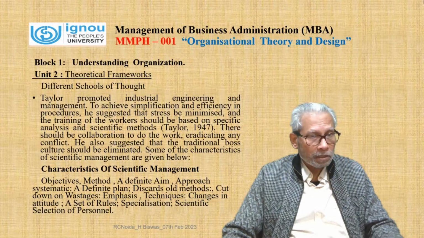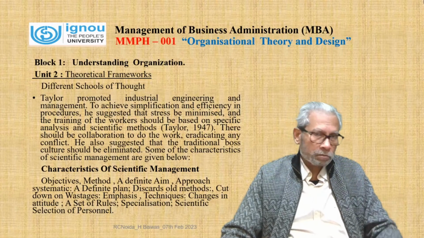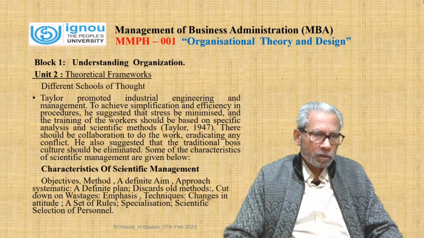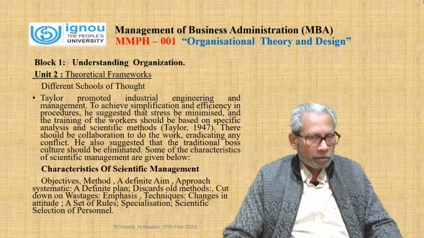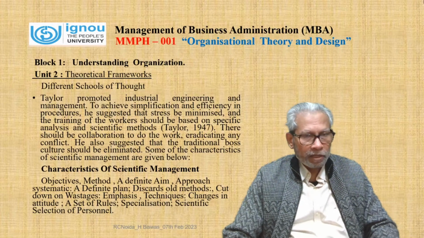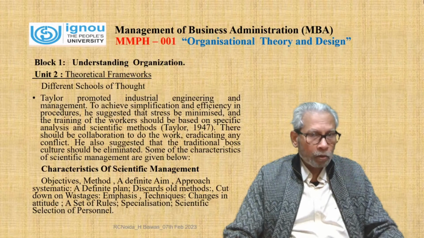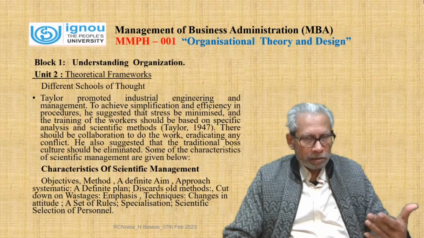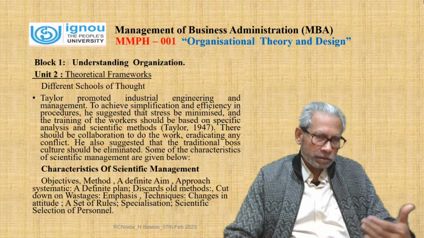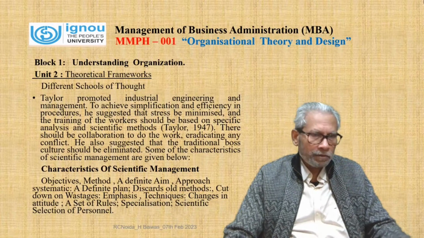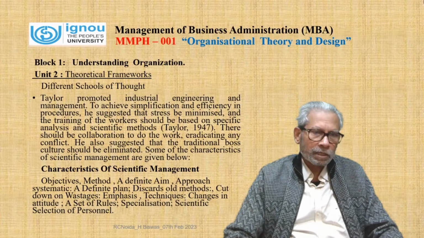So some of the characteristics of scientific management are also given below. He suggested a lot of things. The characteristics of scientific management: objective, method, defined aim, systematic approach, defined plan, discarding old methods, cutting down on wastage, emphasizing techniques, change in attitudes, set of rules, specialization, scientific selection of personnel. Everything is a part of the characteristics of scientific management.